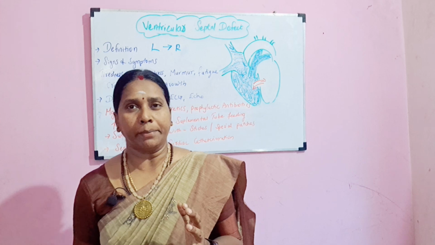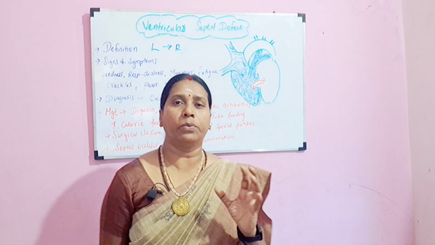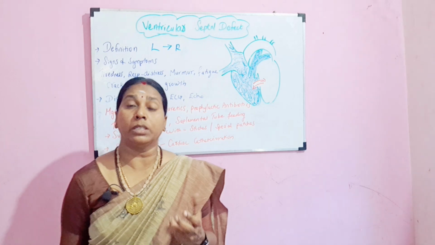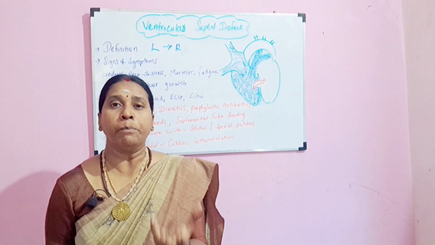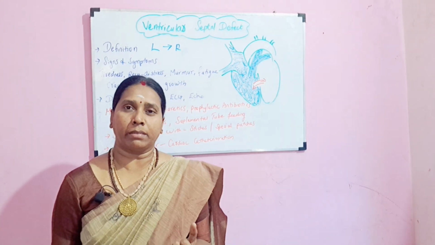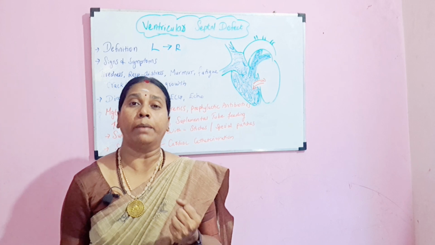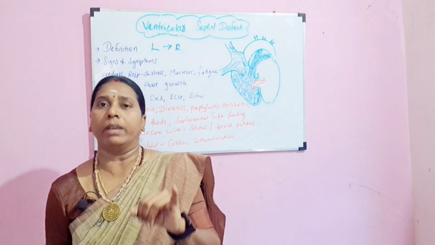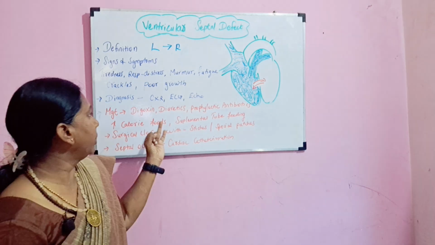When we come to the management part, first with medication, the first drug of choice is digoxin. Digoxin is going to improve the contracting capacity of the heart, and it is going to improve the adequate perfusion and the efficiency of the heart. So you give digoxin, and then comes the diuretics.